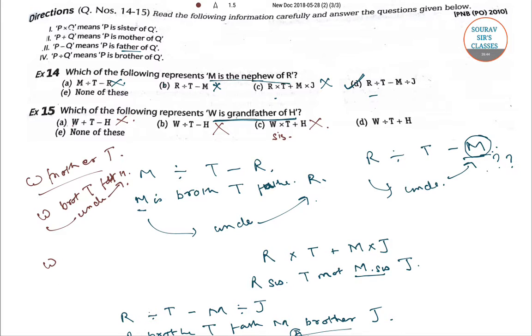The fourth one is W is brother of T, who is mother of H, so here also W is maternal uncle, so W is not grandfather. So here all the four options are rejected. So the correct answer is option number E, that is none of these. That is, none of the following is a representation that W is grandfather of H. So this is the method of solving the blood relationship questions where the relations are given symbolically.